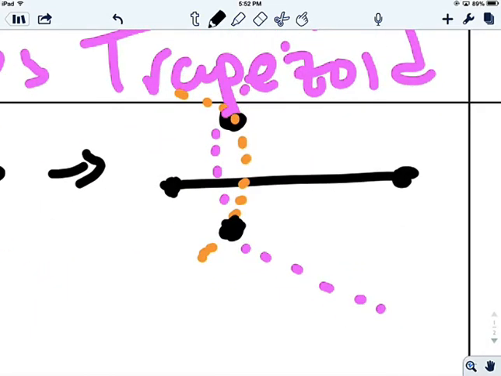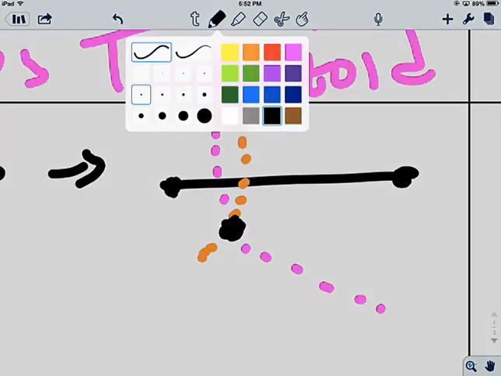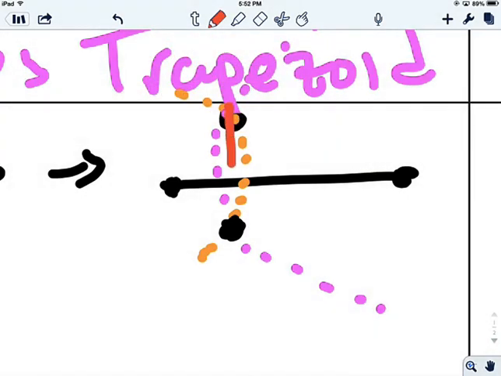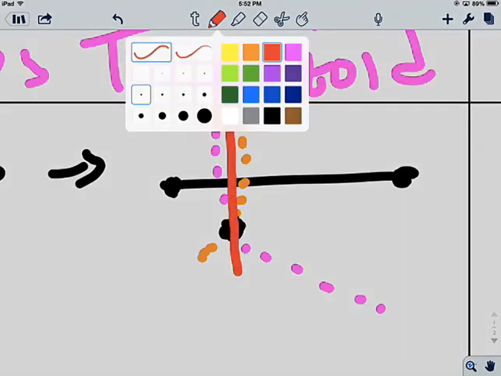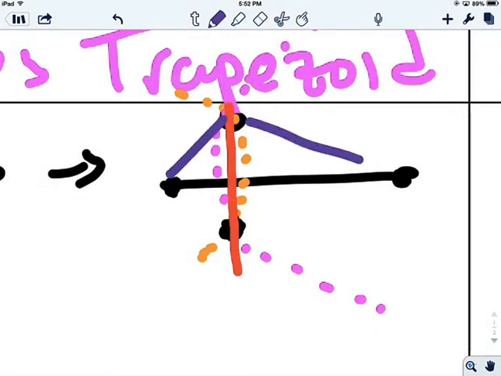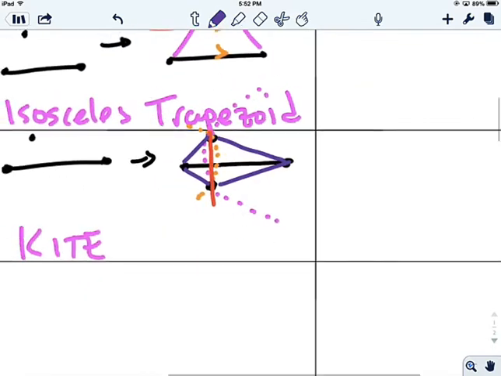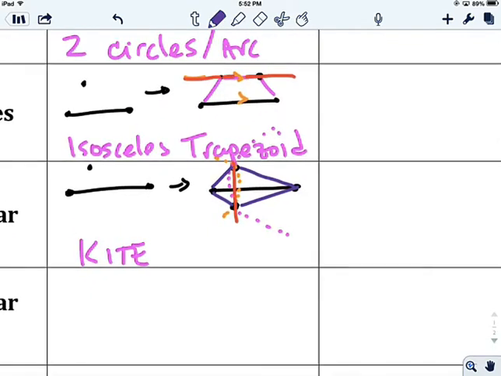But if I use a couple circles, thus transferring some distances and keeping arcs the same, I should end up with a nice perpendicular construction. And that is all the result of me constructing this kite. So just like with the parallel lines, if you want parallel lines, think isosceles trapezoid. If you want perpendicular, think kite. Right?